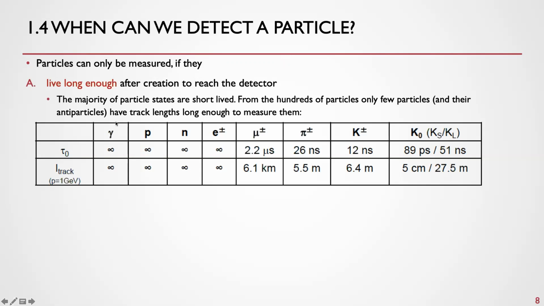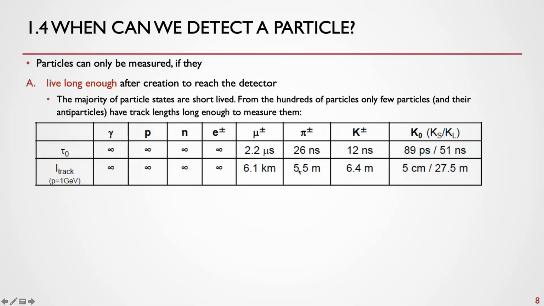One is the photon, it's stable. One is the proton, that's also stable. Then there is the neutron. Neutron is also stable. I mean, it lives 1,000 something seconds, so a quarter of an hour roughly, which is really stable on the time scale we operate the detector, which is 25 nanoseconds. Electron is stable. The muon is also practically stable. At 1 GeV, it travels on average 6.1 kilometers before it decays. Its lifetime in its rest frame is 2 microseconds.